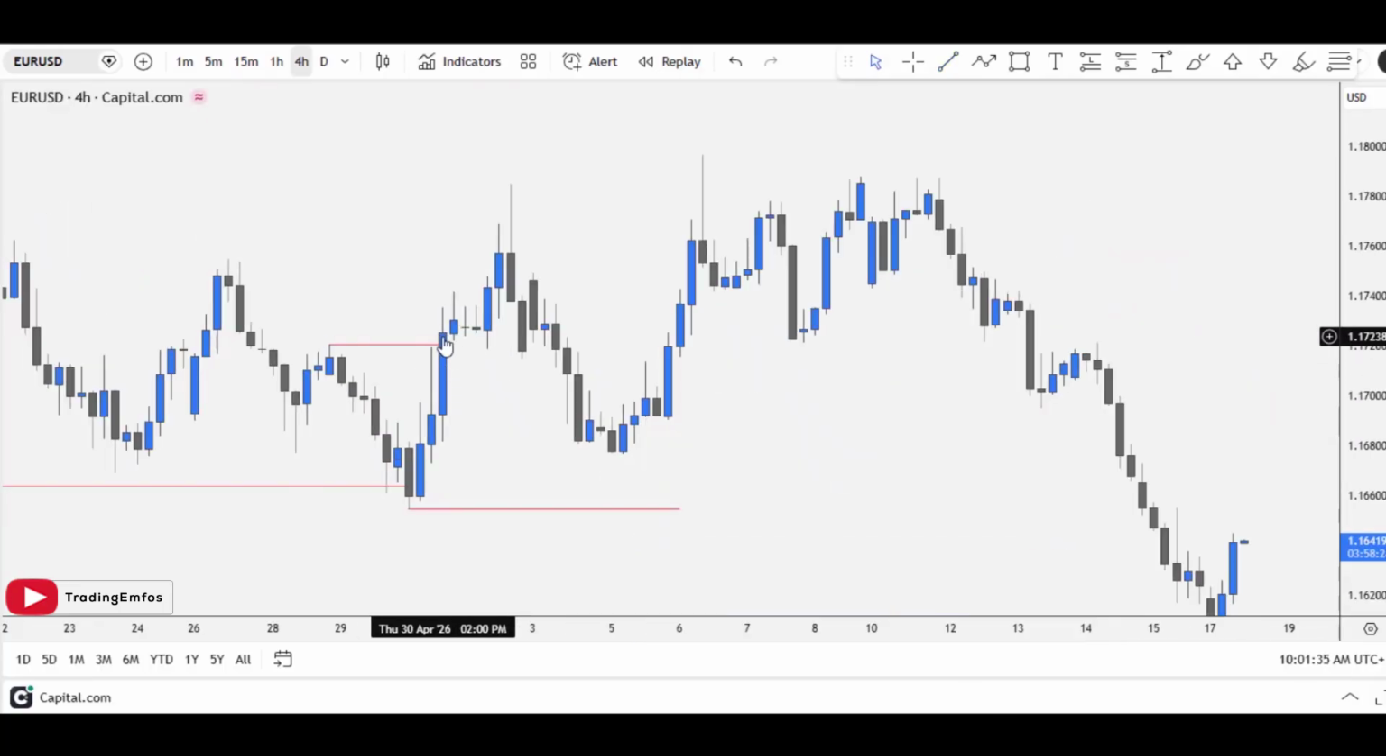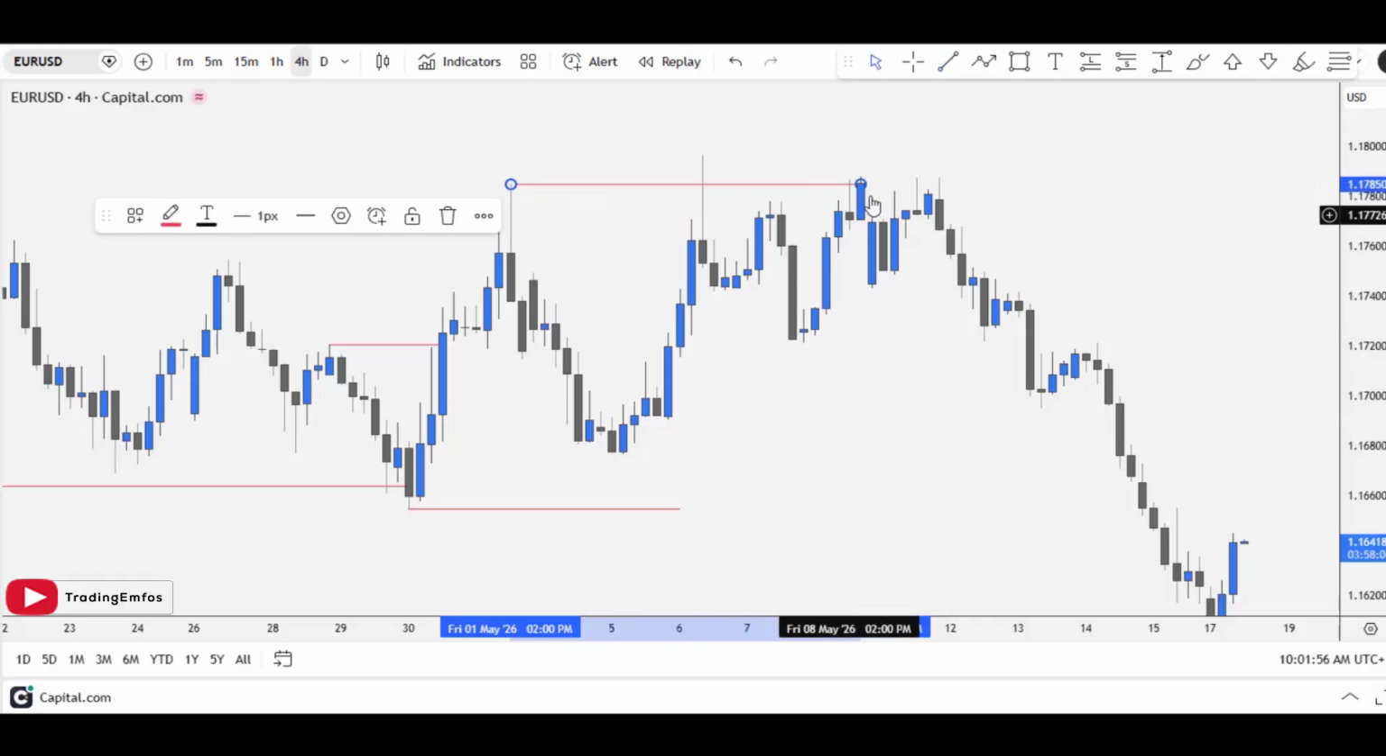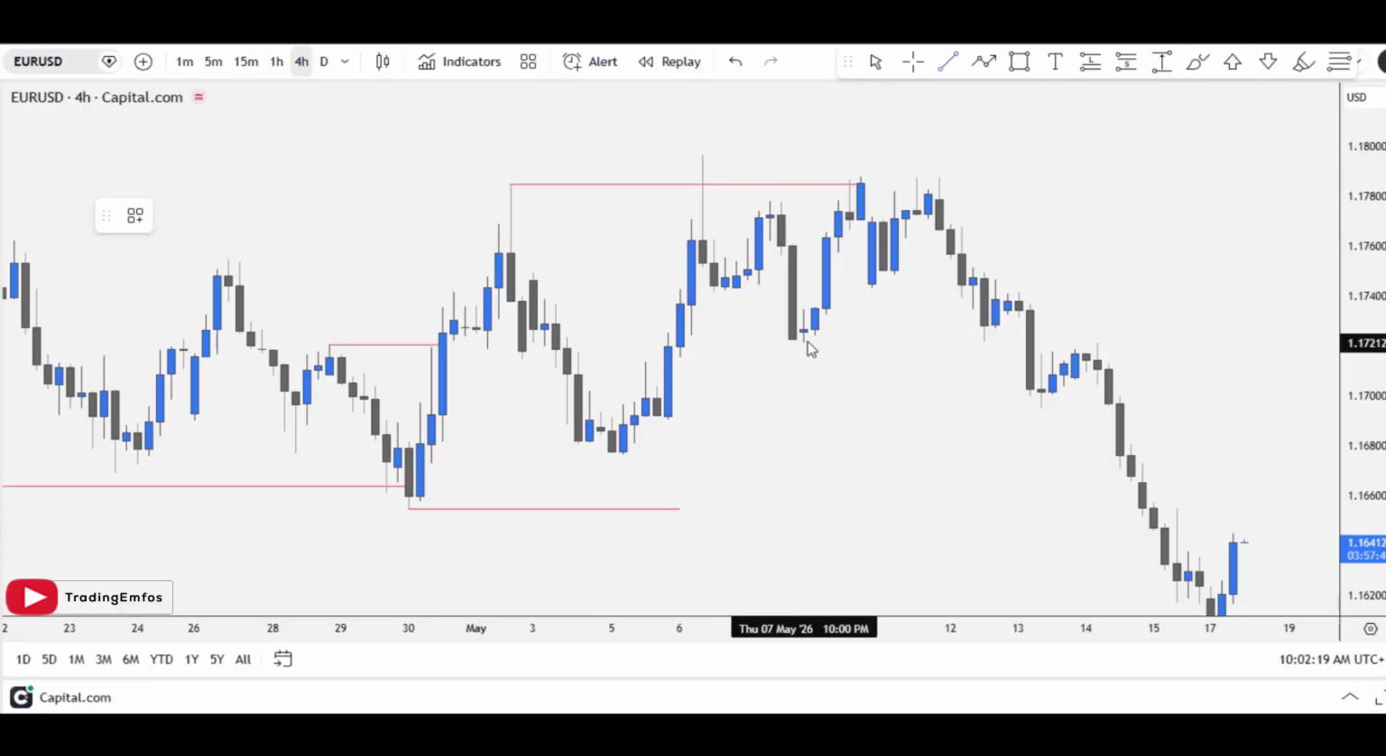It rallied up and broke structure to the upside, so we are looking for a close down. This is a close down, so our low remains the same. From this point of break, we are looking for the next close down to get our high. This is where we have our close down again, so this becomes our new high. This new high also broke structure to the upside. So from this point of break, this becomes our new low.